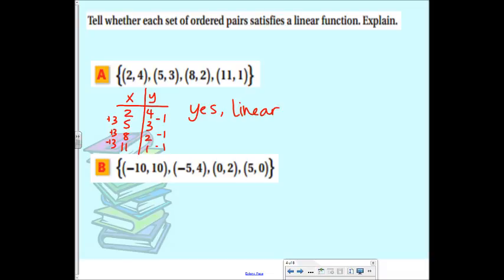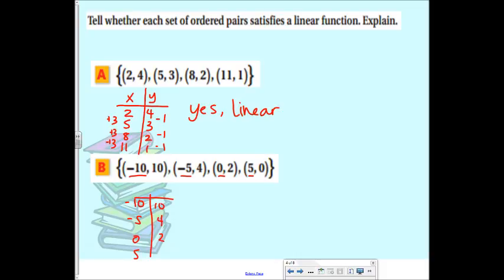Is this a function? Yes, it is a function. How do you know that? The x's do not repeat. So the x's don't repeat. All right, I'm going to put this in: negative 10, negative 5, 2, 0, and 5. And then my y's are 10, 4, 2, and 0.